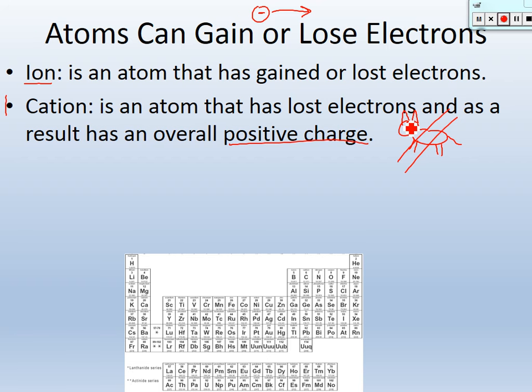Here's another way that I remembered it going through school. If you look at cation, there's a T. A T makes a plus sign, so they're positive. So I can write that.